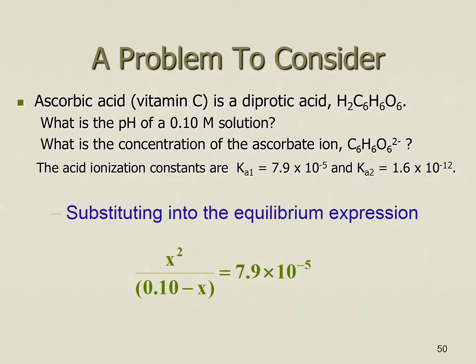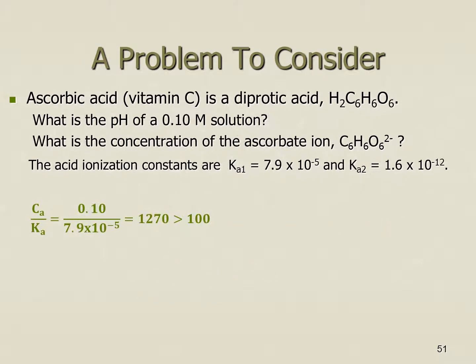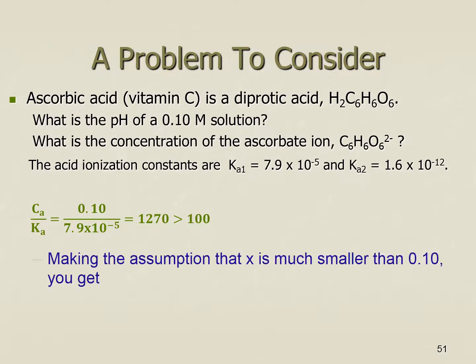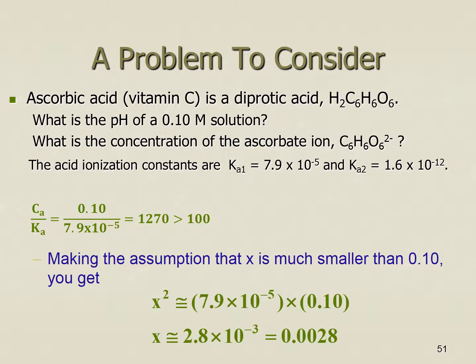We're going to do our simplifying calculation to see if we can ignore the minus x in the denominator. So here we do that. Ca, 0.1, divided by Ka, 7.9 times 10 to the minus fifth, is over 100. So we can make that simplifying assumption. So we say x is much smaller than 0.1, and we have x squared equals 7.9 times 10 to the minus fifth, and then multiply by 0.1. That was in the denominator.